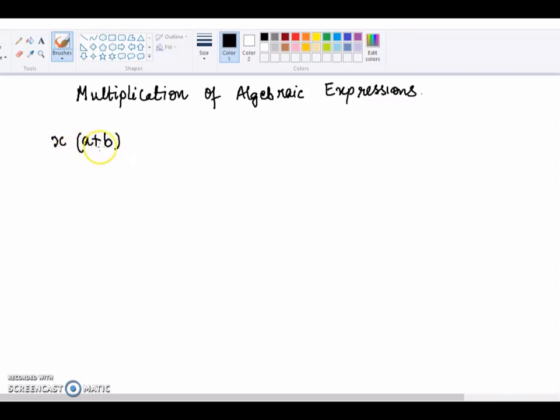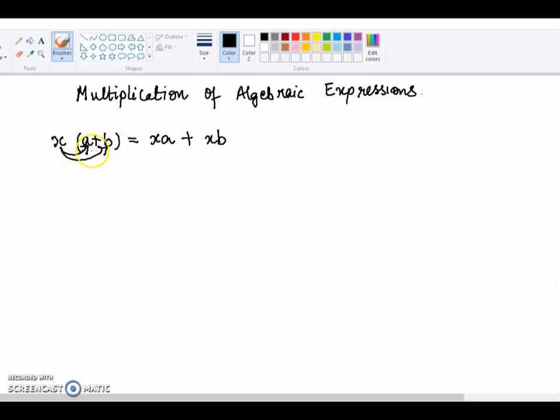So if I need to multiply them, then I need to multiply the monomial with both the terms a and b that are there in the bracket. So x will be multiplied with a, that will give me xa or ax. Then whatever sign is there between a and b, that same sign will be put here, and x will be multiplied with b. So I will get xb. So x is multiplied with the first term and then with the second term. Whatever sign is there between both these terms has to be written here.